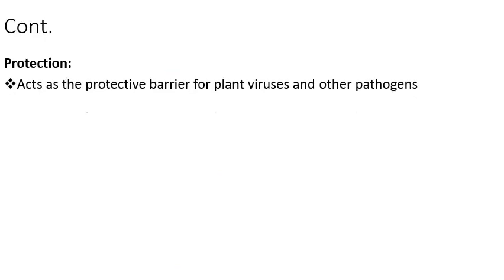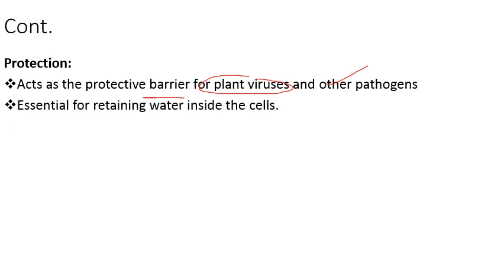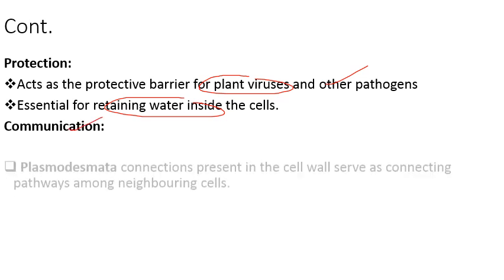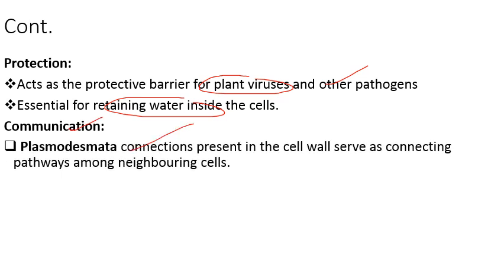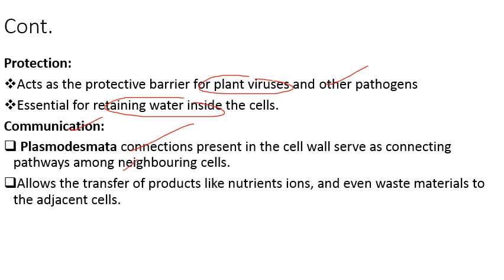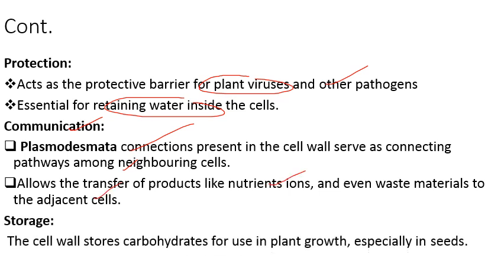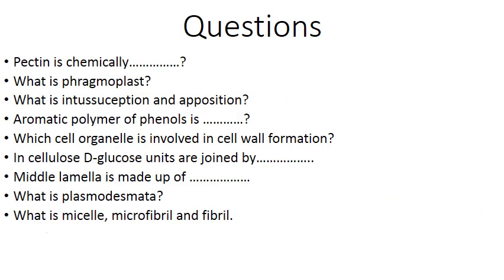Next comes protection. Again, this is a protective function. It acts as a barrier for plant viruses and other pathogens. Essential for retaining water inside the cell. The next, it plays a very important role in cell communication. There are plasmodesmata, which are cytoplasmic connections in the cell wall, serving as a connecting pathway among neighboring cells. Also allows transfer of products like nutrient ions and even waste materials to the adjacent cells. The next comes storage. Cell wall stores carbohydrates used in plant growth, especially in seeds.